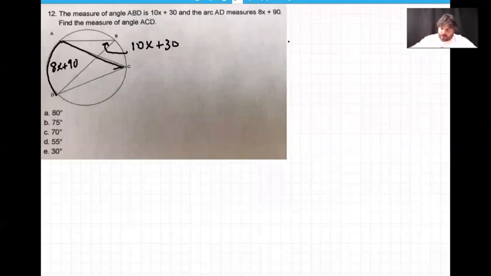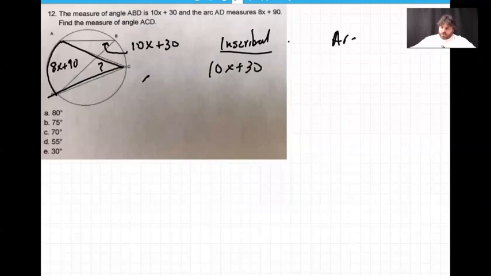Find the measure of angle ACD. So we're looking for ACD. This is ultimately what we're trying to find. So we've got this inscribed angle, right? This inscribed angle. And then we've got this arc measure. Well, what's the relationship? We know that inscribed angles are half as big as arc measures. So I'm going to write that. The inscribed angle is half of the arc measure.